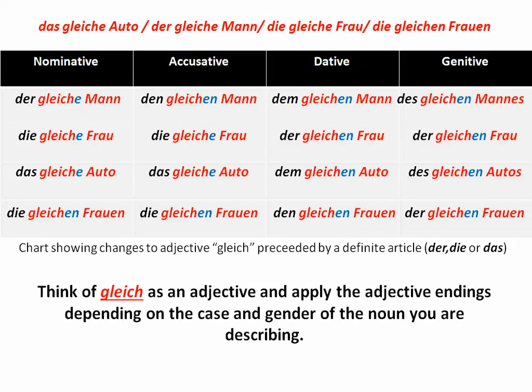So think of gleich as an adjective and apply the adjective endings that hopefully you know. This is, of course, an advanced topic, I would say probably for upper level German, but hopefully you are familiar with adjective endings. That's very critical. But once you understand case in German, all of this seems to make sense to you. That's the key to the whole thing.